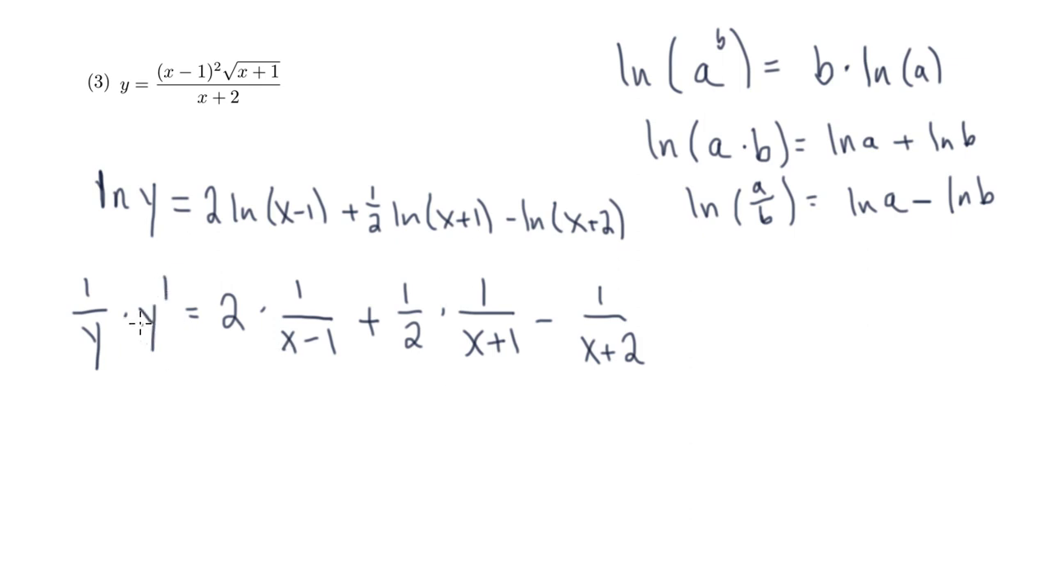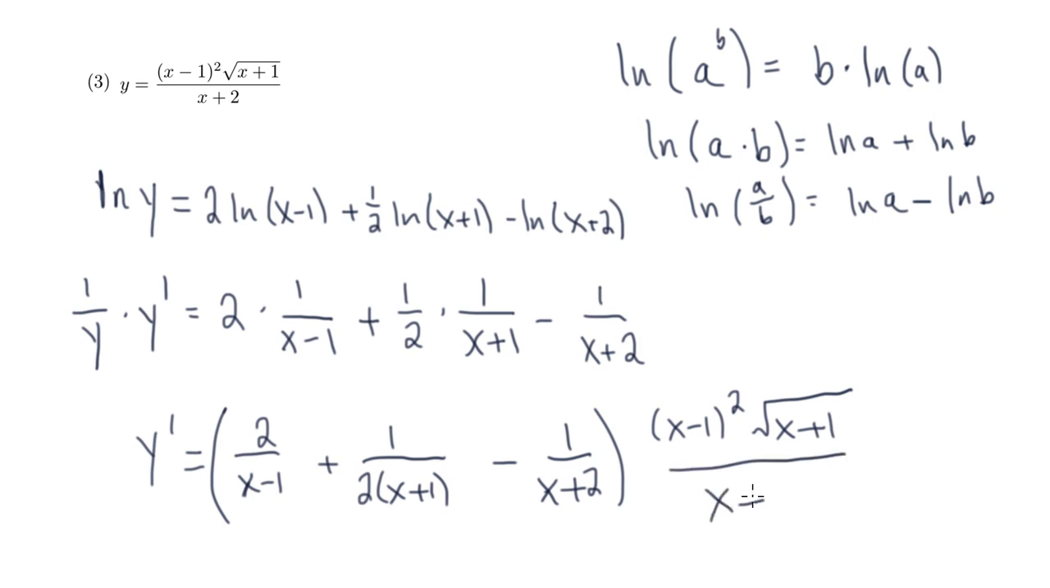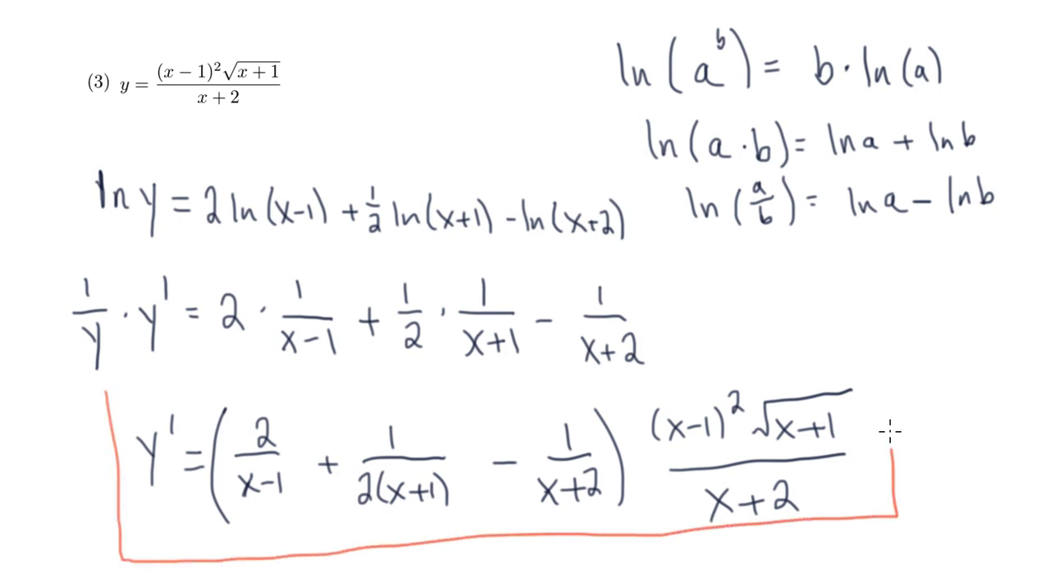So y prime is what I want to isolate. So let me just multiply both sides by the original function y. So this is 2 over x minus 1 plus 1 over 2 times x plus 1 minus 1 over x plus 2. And then all of that times y, which is x minus 1 squared, square root of x plus 1 over x plus 2. And now you really see the advantage of using the logarithm.